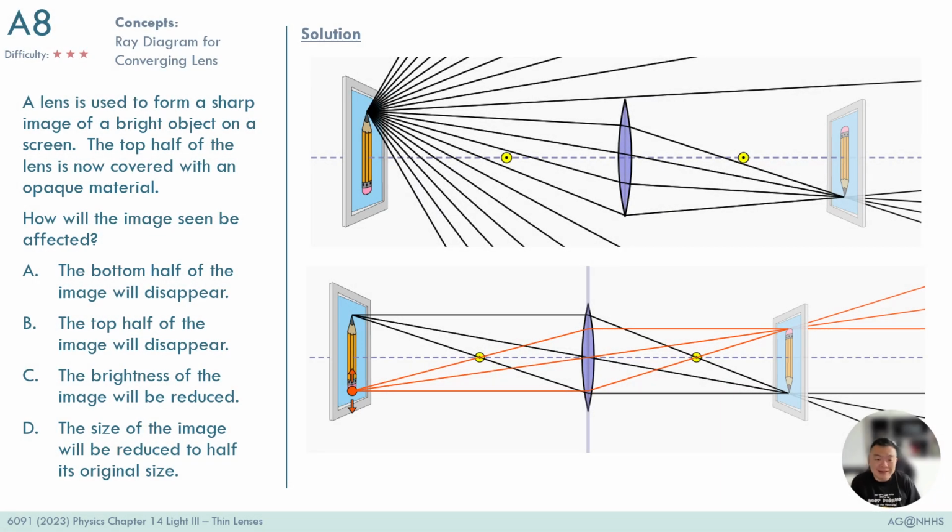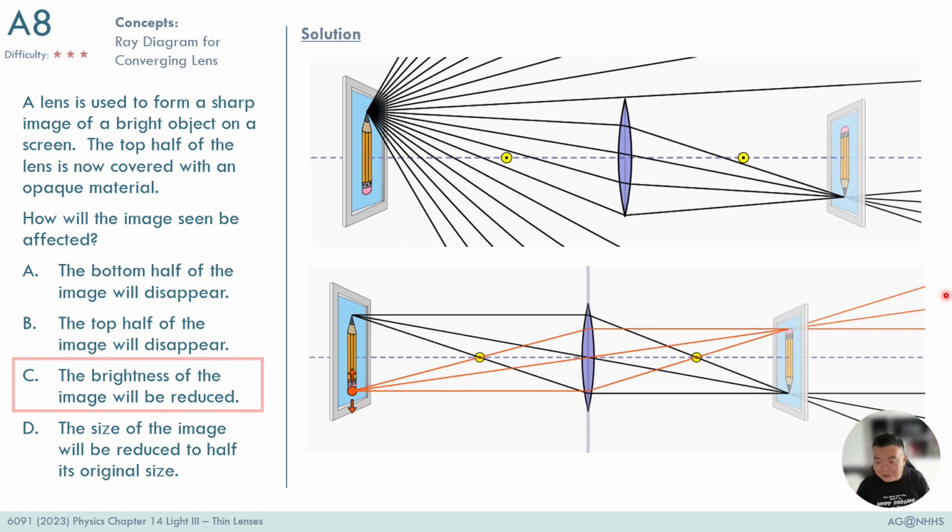This is a question that will probably break your misconception, and the answer will not be a very obvious answer, but that's why we are here to learn. So when you block half of the lens, say the top half of the lens, the question is asking you what happens to the image, and surprise, surprise, you will still see the image. The sharpness will not be affected, but the brightness will decrease. It will be dimmer. The image will be dimmer. So why is this the case?